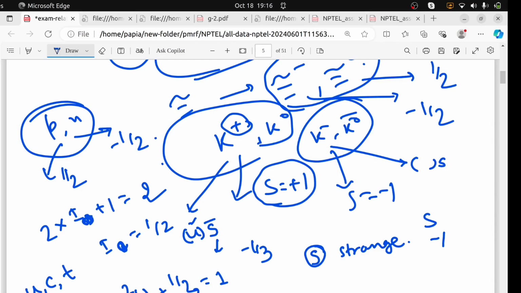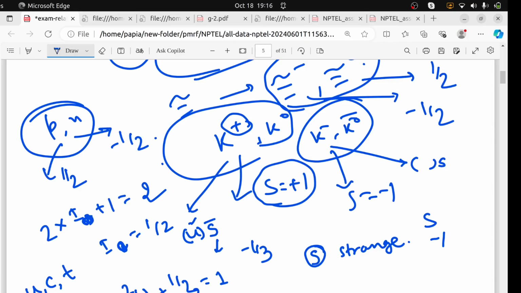Then you can understand. So you see, I really did not know what is the quark content of K plus. But by seeing the strangeness and by seeing the charge, I can say that the quark content for K plus is US bar.